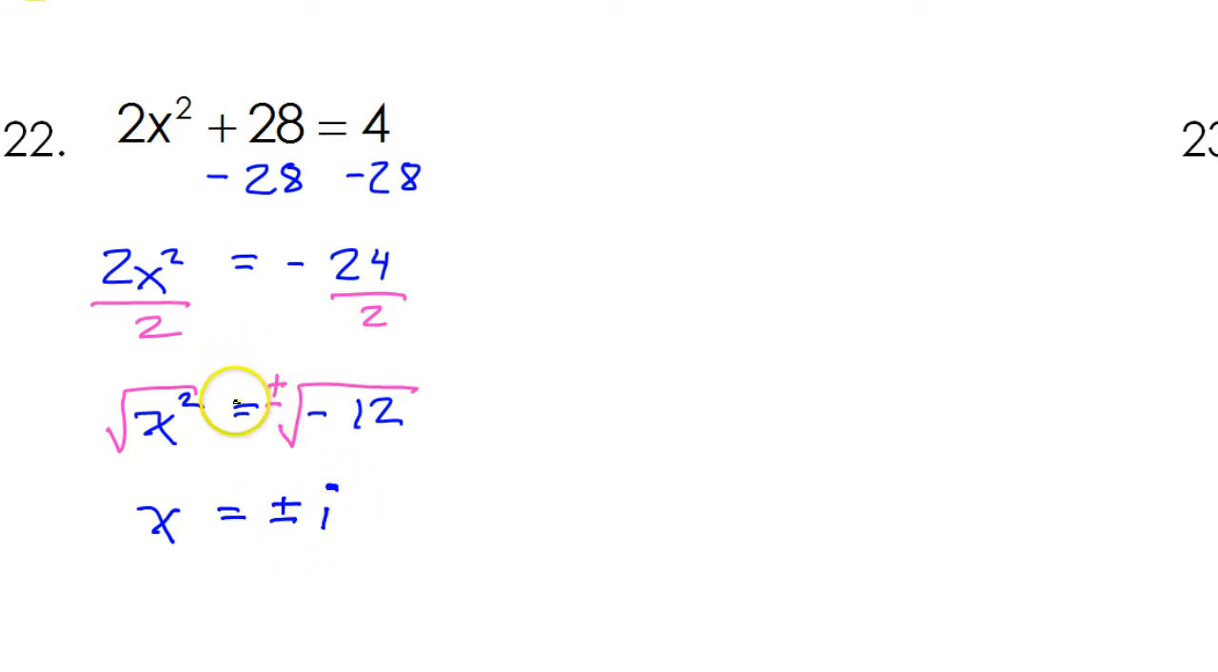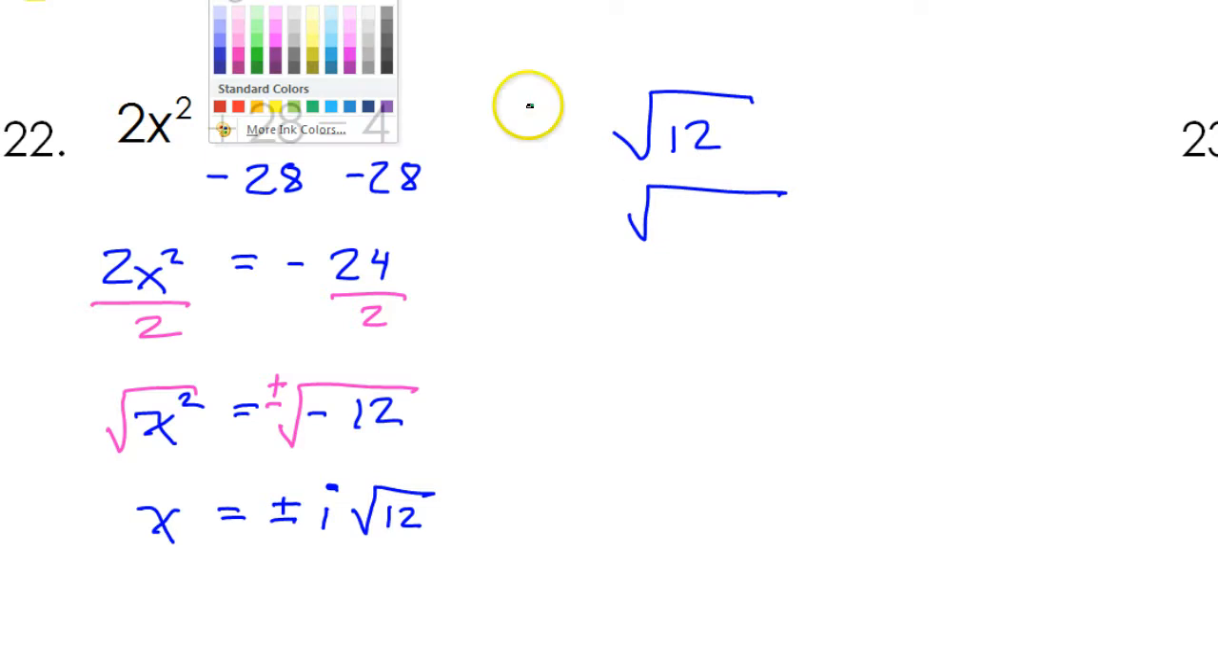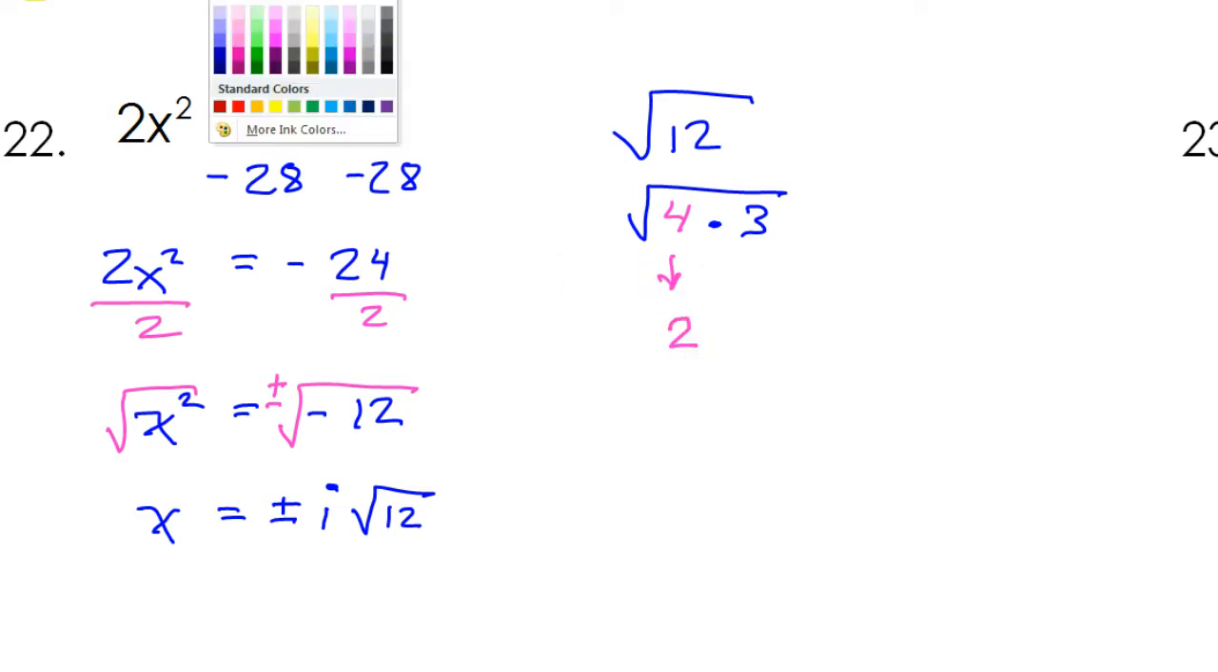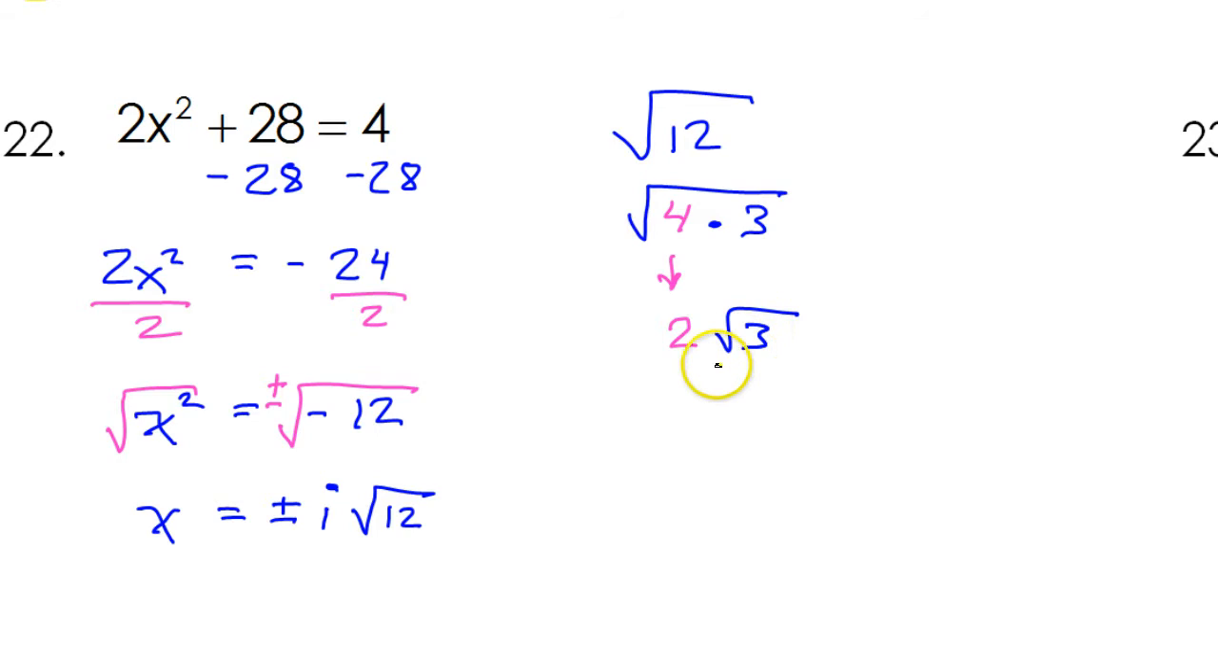Please don't put the i out before the plus or minus. Okay, so we have plus or minus i root 12. And then let's simplify the root 12 off to the side. The square root of 12 is 4 times 3. Okay, I emphasize that because 4 is a perfect square. Square root of 4 is 2. So that is 2 radical 3.